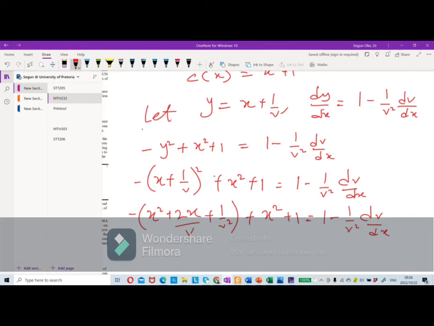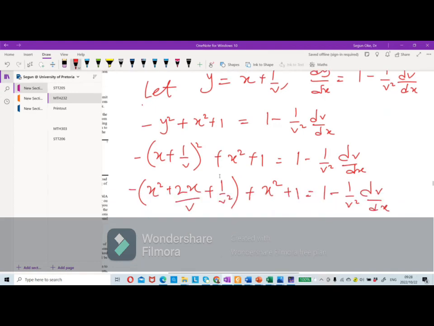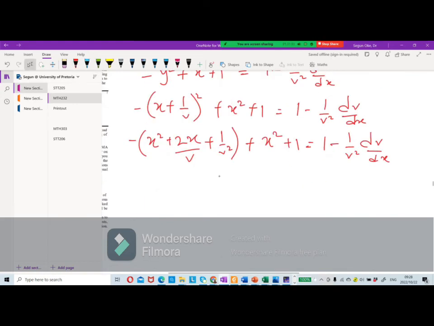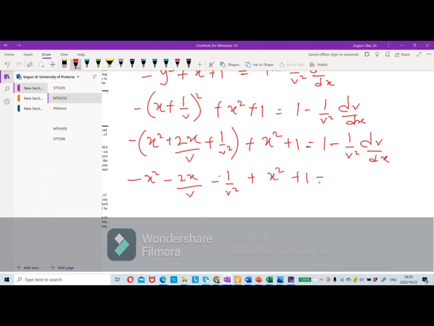Remember, they did not find the square with the negative. This negative is standalone. That's why we can get minus 1 for our a. So please take note of that. So you can now use the negative to open the bracket. You have minus s squared minus 2x over v minus 1 all over v squared plus s squared plus 1 equals 1 minus 1 all over v squared dv ds.